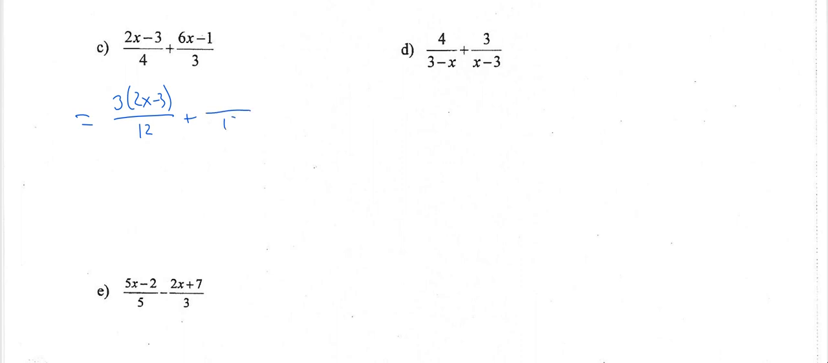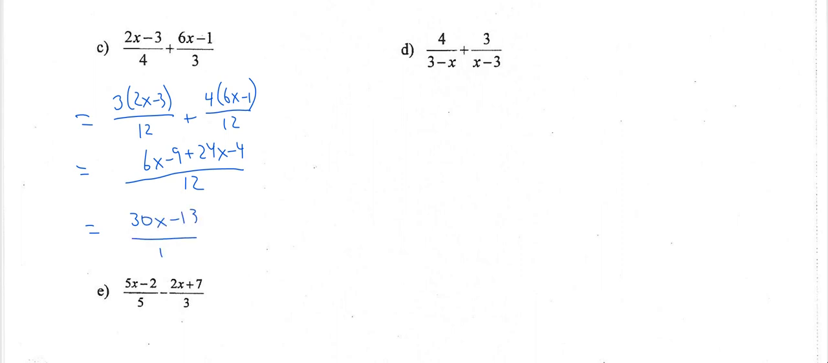This one's going to be also over 12. So the numerator will be 4 times 6x minus 1. Still no restrictions. But now I have an expression that's over 12, so I can multiply it out. So I got 6x minus 9 plus 24x minus 4. And that is 30x minus 13 over 12. Final answer. No restrictions. Next one.